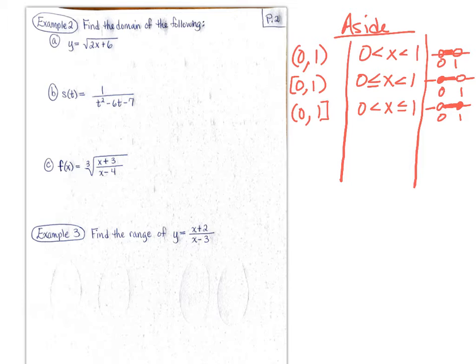Okay, good. And then this is called the closed interval 0, 1. How do we write that in inequality notation?